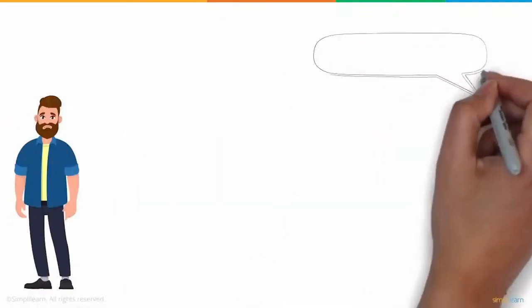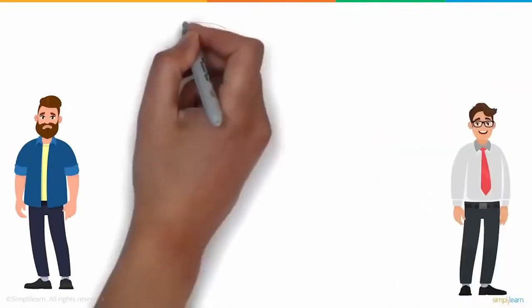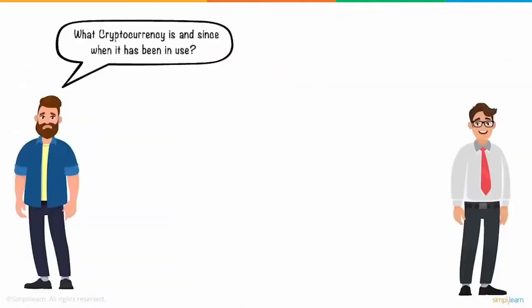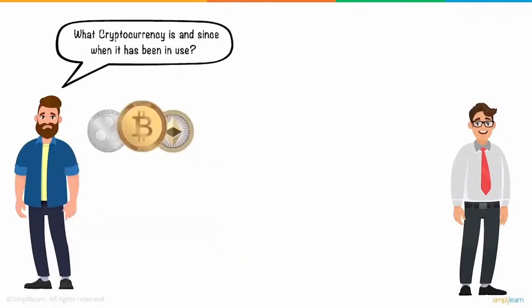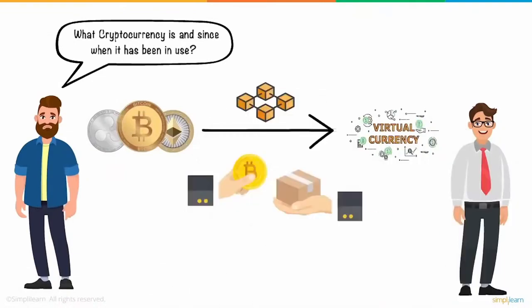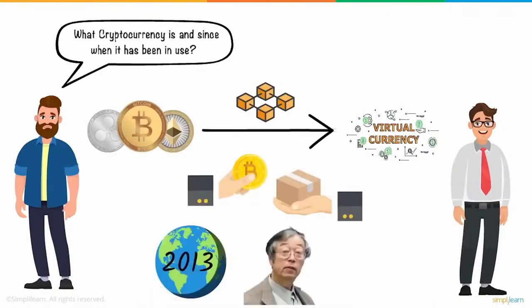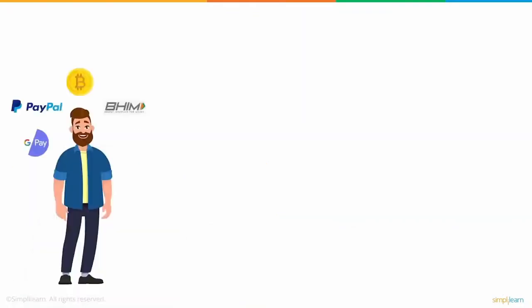Daniel was surprised and asked Frank how he could make the transaction when Daniel himself could not. To which his response was, "It's simple. I used Bitcoin, a type of cryptocurrency." Daniel was confused, and he asked what cryptocurrency is, and since when has it been in use? Frank stepped up and explained to him. Cryptocurrency is a virtual or digital currency that works on blockchain technology and is designed to work as a medium of exchange online to buy goods and services and make payments, which was introduced to the world first in 2013 by Satoshi Nakamoto.